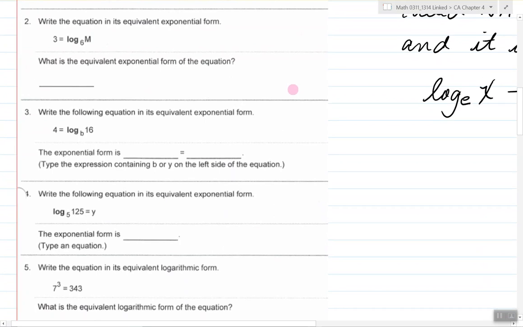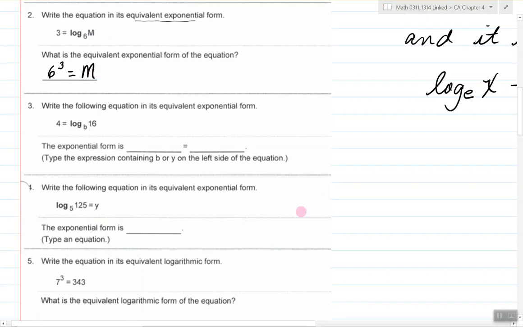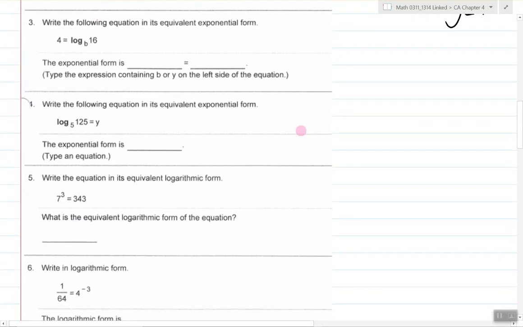Let's look at number 2. When you're going to write this in exponential form, start with the base, 6, raised to what power? 3 is equal to the argument, m. And that's all it is. In my math lab, if they use a capital M, you use a capital M. All right, next, writing this log statement.